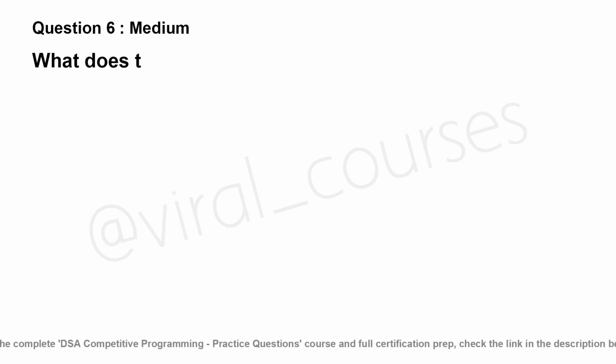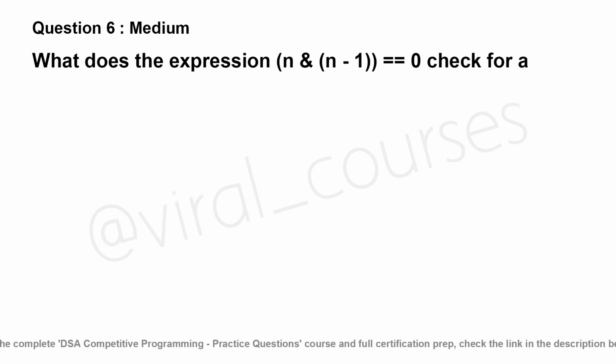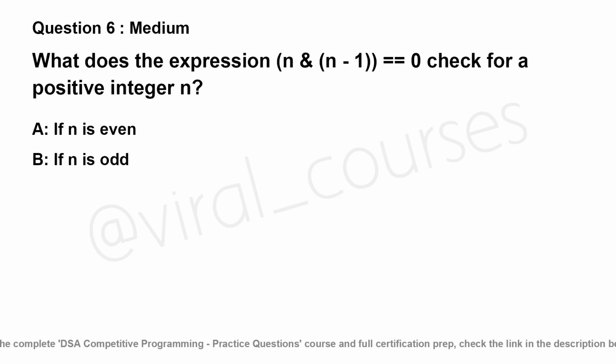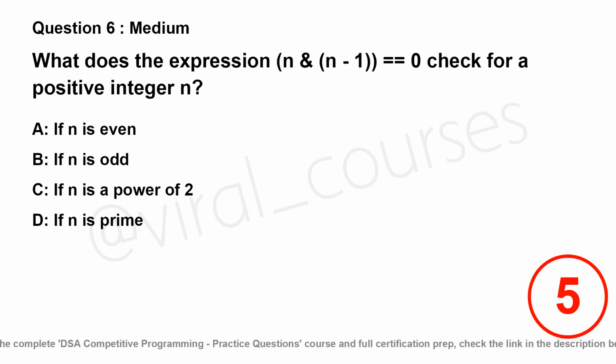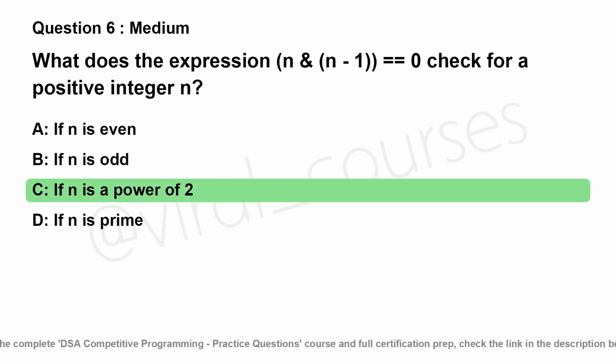What does the expression n & (n-1) equals 0 check for a positive integer n? Option A, if n is even. Option B, if n is odd. Option C, if n is a power of 2. Option D, if n is prime. The correct answer is C.